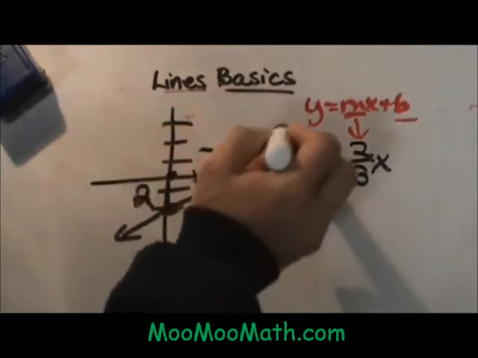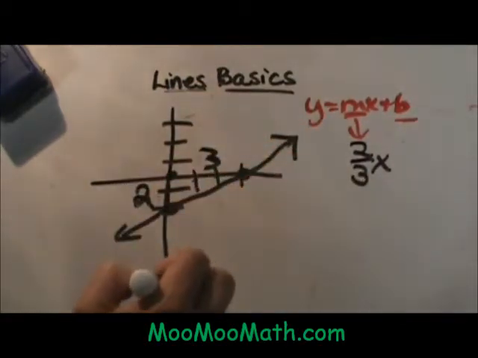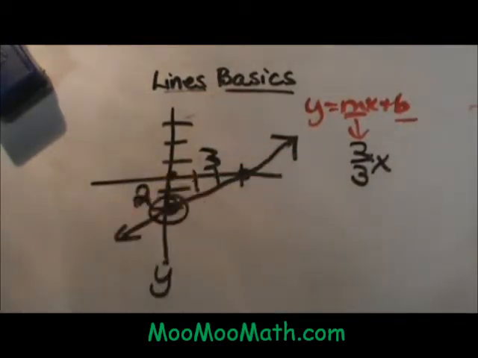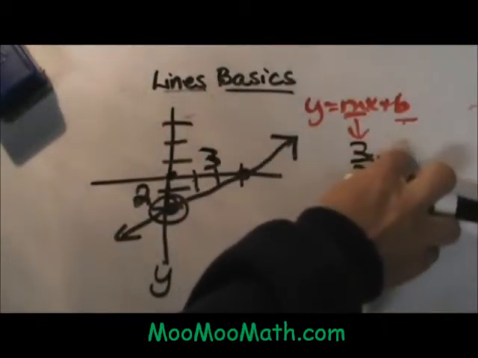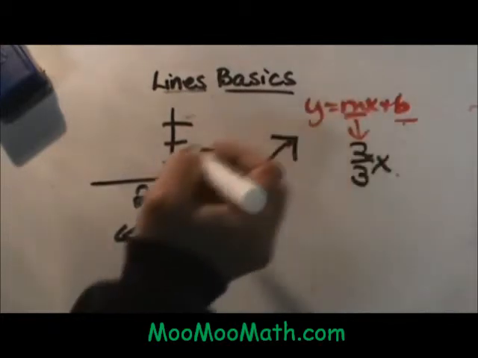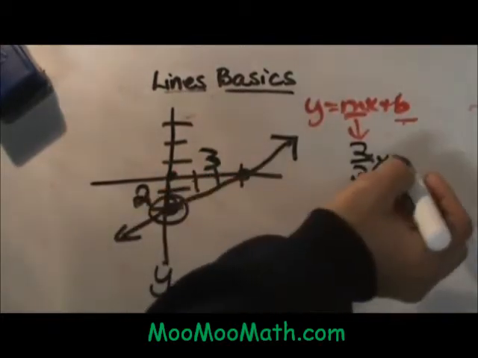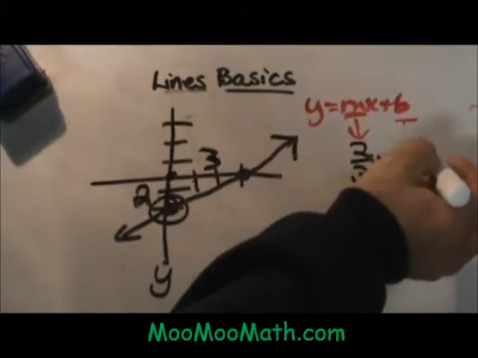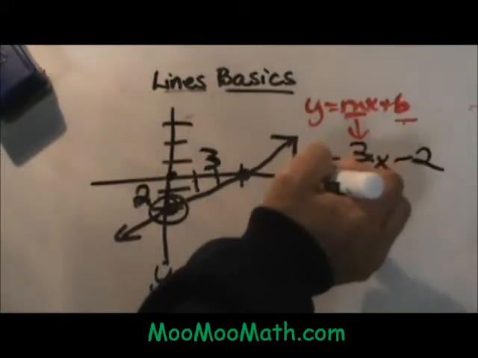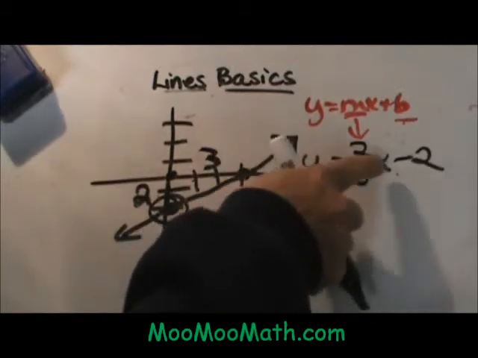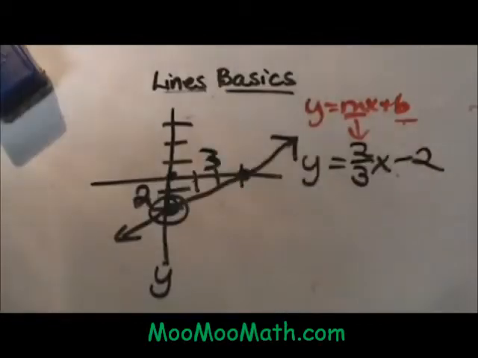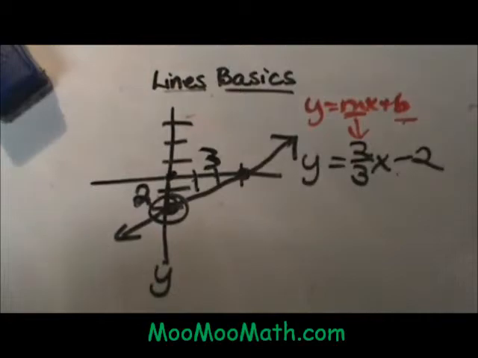Now my intercept. Where does this line cross the y-axis? It crosses right here at 2. So that means my y-intercept, or b, is 2. But this time it is not a positive 2. It's below the origin, so it is a negative 2. So my final equation would be y equals 2/3 x minus 2. There you go. And that's the basics of a linear equation.